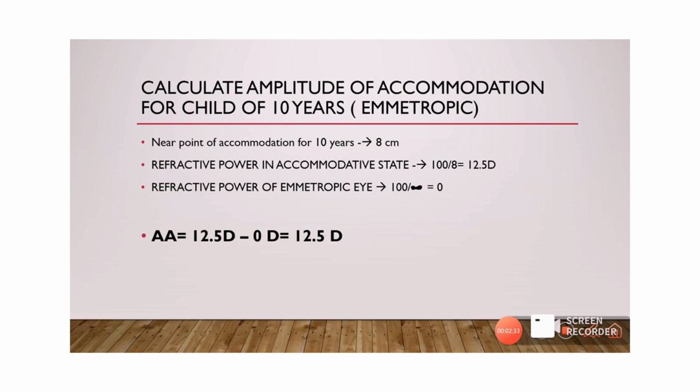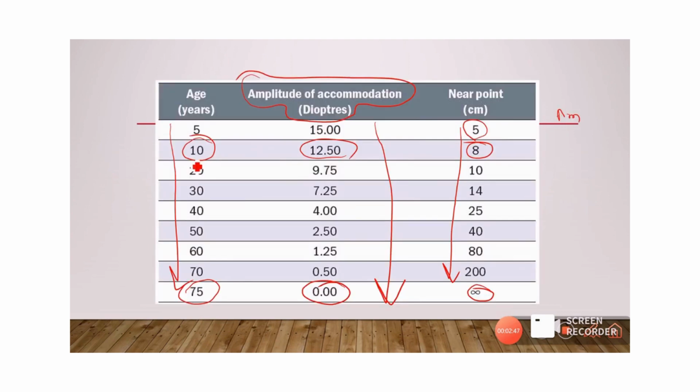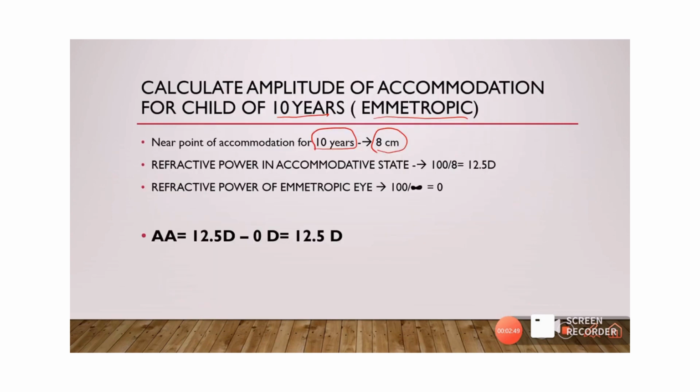In the first example, we will take a child who is about 10 years of age and who is emmetropic. First, what we need is the near point of accommodation for a 10 year old. For a 10 year old, it is about 8 centimeters. This is what we saw in this table. Now the refractive power in the accommodative state, that means at the near state. So what did I tell you? What is the near point? It is 8 centimeters. So the power will be calculated by 1 by 8 centimeters.